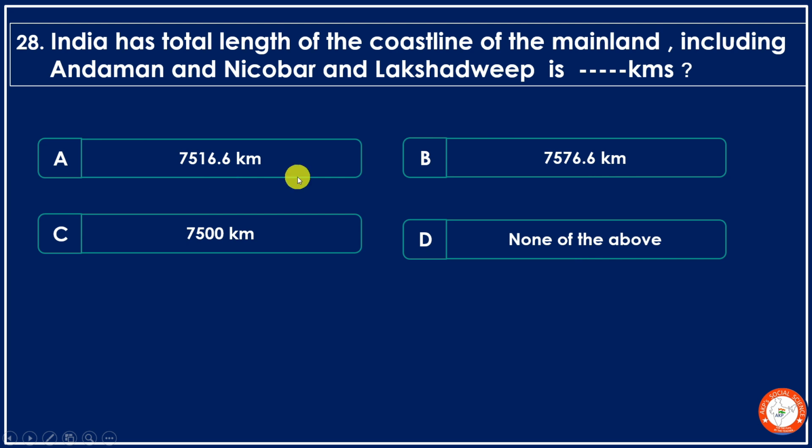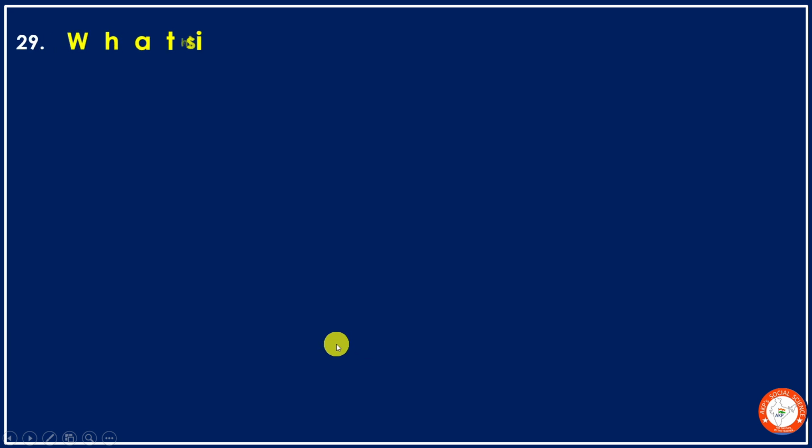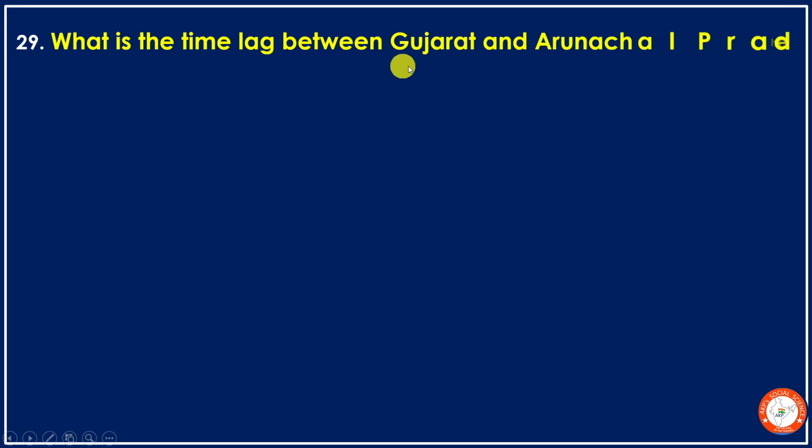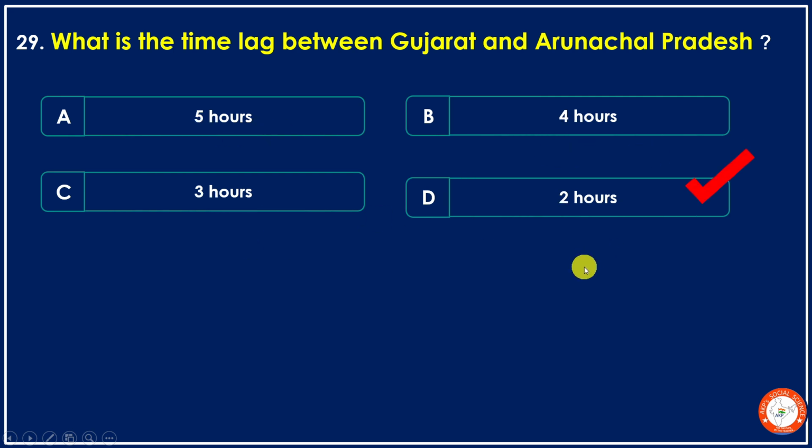7,516.6 kilometers, 7,576.6 kilometers, 7,500 kilometers, none of the above. The correct answer is 7,516.6 kilometers. What is the time lag between Gujarat and Arunachal Pradesh? 5 hours, 4 hours, 3 hours, 2 hours. The correct answer is 2 hours.